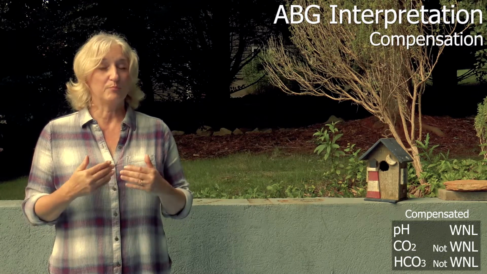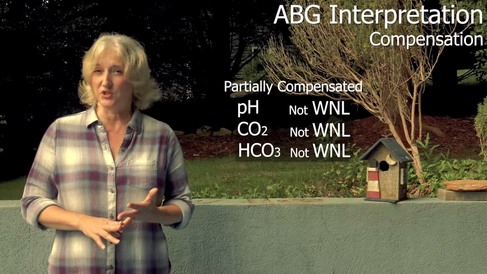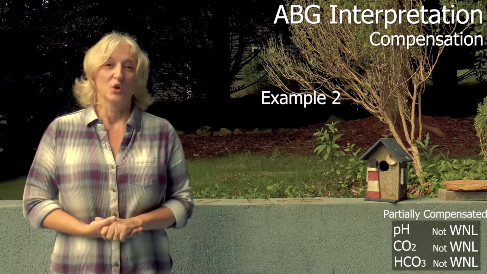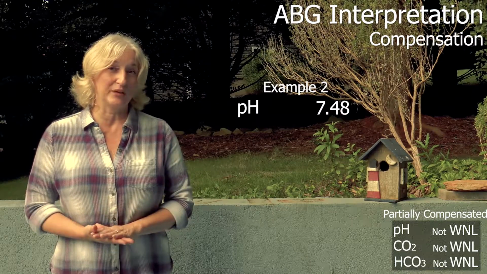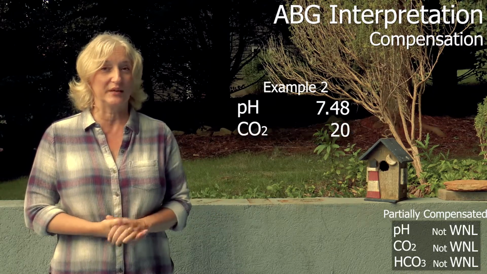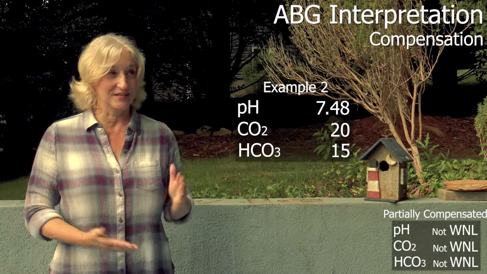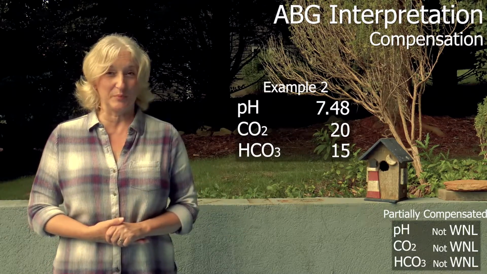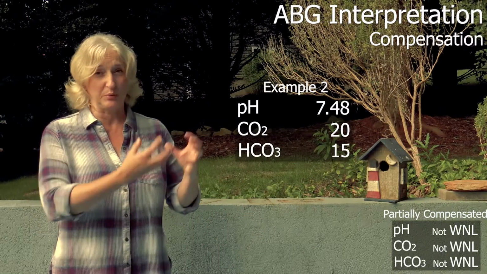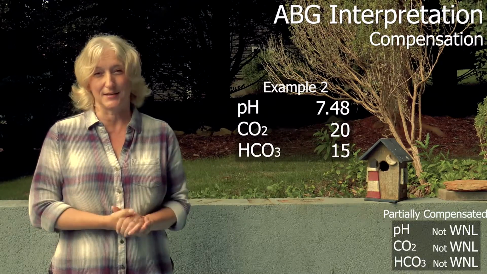Now, partial compensation means that effort is being made, but the pH is not yet within normal limits. So let's consider this blood gas. We see that the pH is 7.48. So it's slightly outside of normal. I still have my CO2 of 20, my HCO3 of 15. So ROME tells me what the problem is. It's respiratory opposite. It's a respiratory problem. My HCO3 is far out of normal limits, so it's pulling hard on that blood gas, trying to get it back down within normal limits. Just hasn't done it yet.